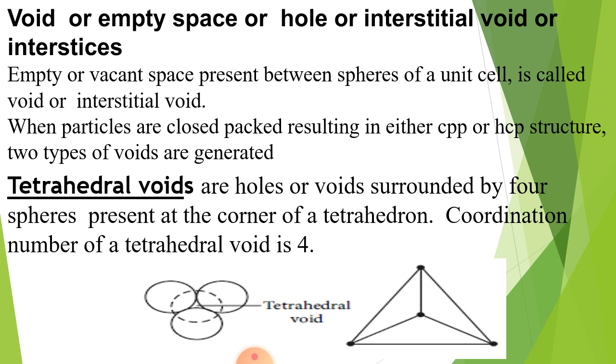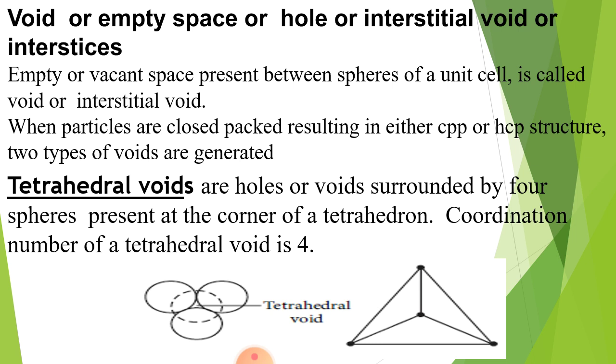When particles are close packed, resulting in either CCP or HCP structure, two types of voids are generated. One is tetrahedral voids and the other is octahedral voids.